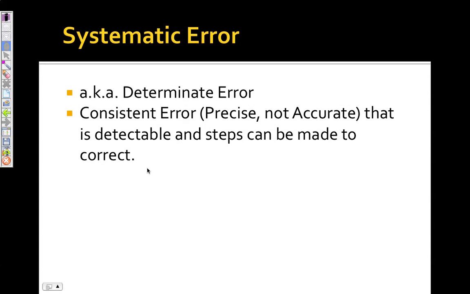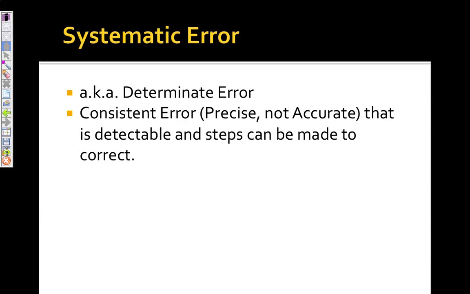So systematic error, we just mentioned it a little bit with the last image. It's also known as determinate error, and it's a consistent error. So we've got something that's precise but not accurate. So we are on the bullseye, all grouped together, but not in the main target area that we're shooting for. And it's detectable, so we know that we're making this error.